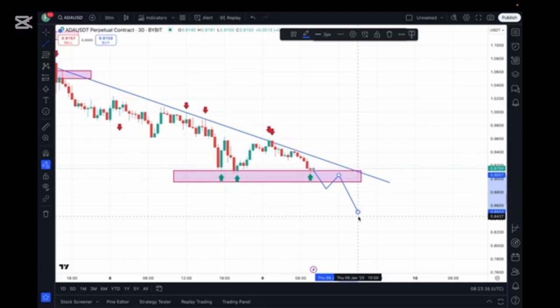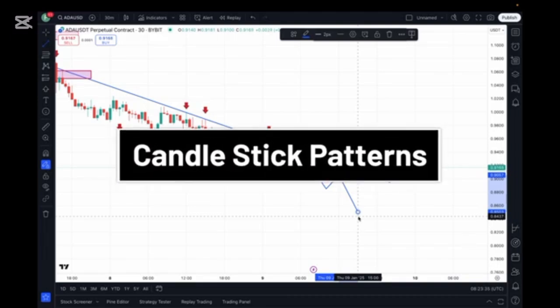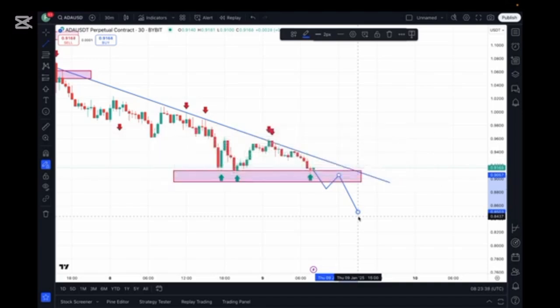Now, some minutes ago, I said I'll be talking about something you can add to this strategy to make it more profitable or to give you a higher win rate. And that is candlestick patterns. Candlestick patterns are one of the best things you can add to your trading analysis to give you a higher win rate.